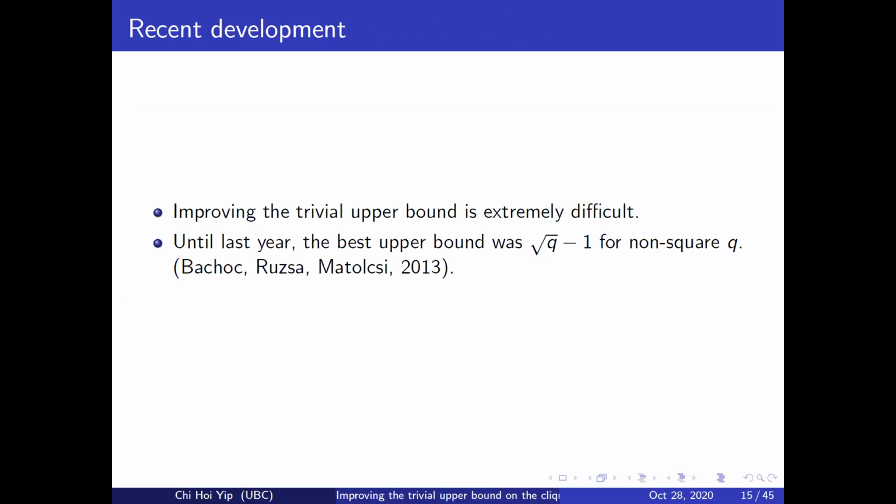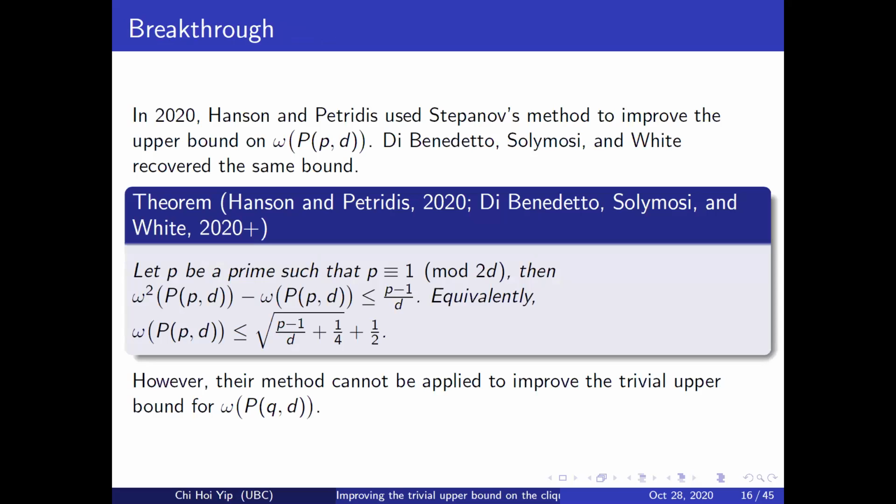Okay, and it turned out that improving this trivial upper bound root Q is extremely difficult. Until last year, the best upper bound was root Q minus 1 for non-square Q. So it just improved the trivial upper bound by 1. That's the result by Becker, Ruzsa, and Matolcsi in 2013. And earlier this year, there was a breakthrough towards this problem. Hanson and Petridis proved that for this generalized Paley graph, the upper bound can be improved to about root p over d plus a constant.